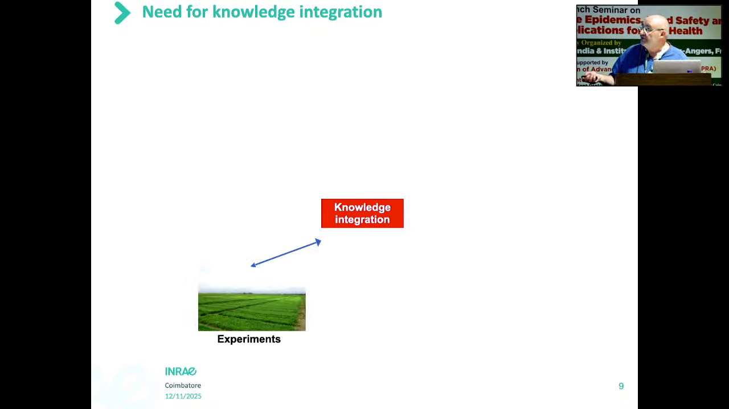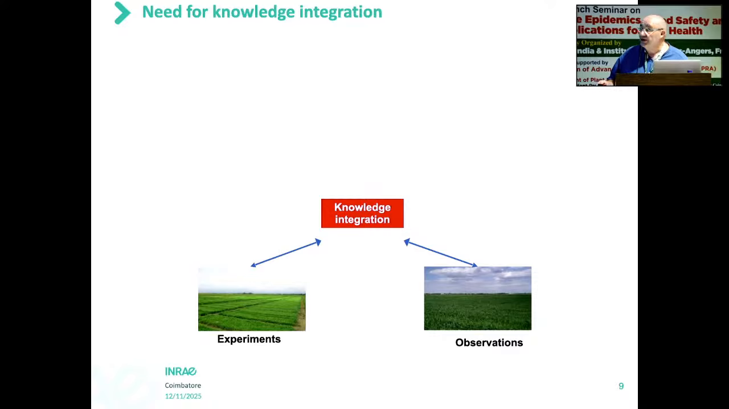Now let's think about where we have knowledge to produce some advice or information for farmers. The first source of knowledge is experiments. It can be in the field or in the greenhouse or in the lab, but you set up a protocol, you set up an experimental plan, and you have a data set. So it's a primary source of information.